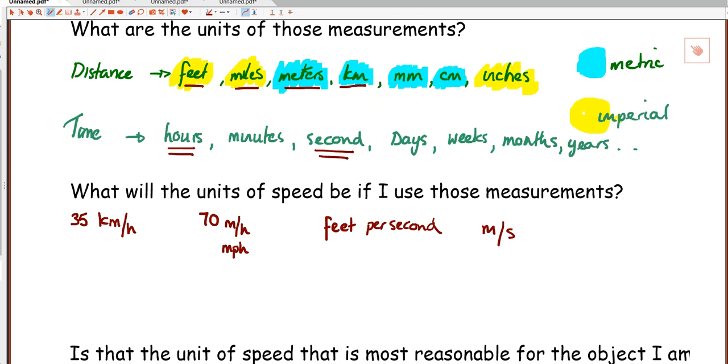Do we normally use days, weeks, months or years as a speed? Do I say, oh, my speed is 55 miles a day? Could I say that?